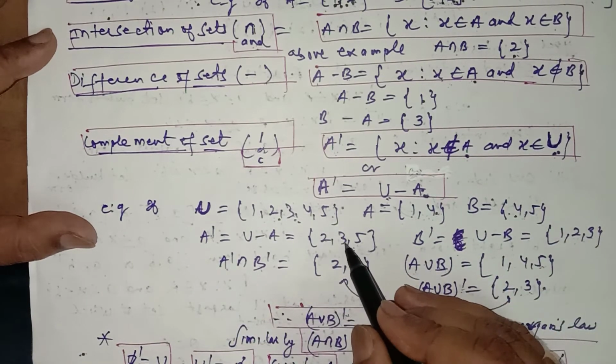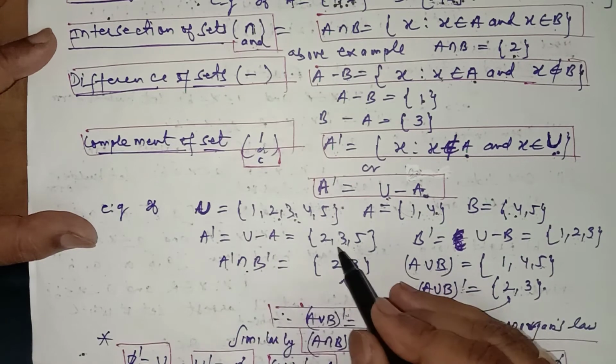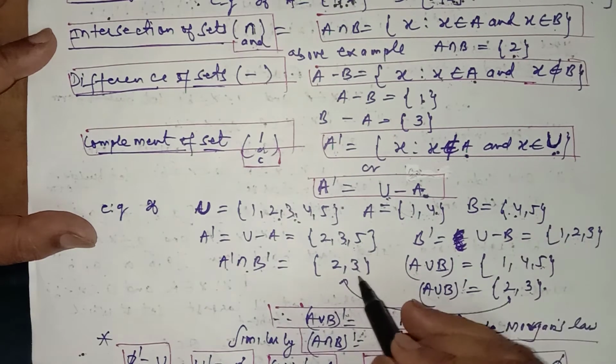How many elements are common in A complement and B? Intersection means this. So common are 2 and 3. Common is 2 and 3.